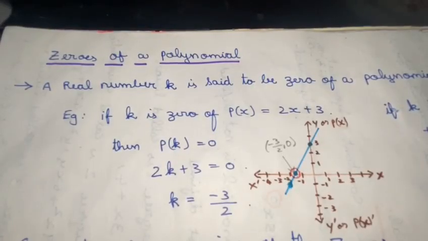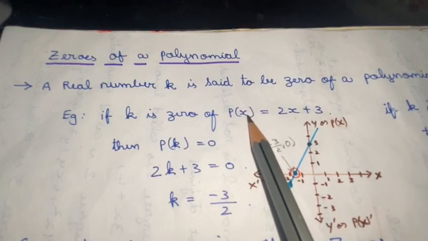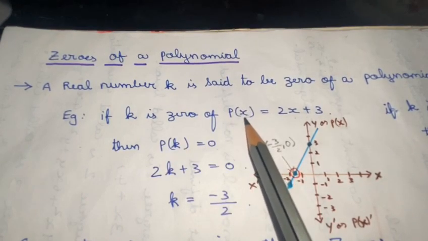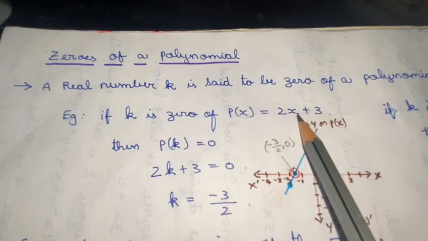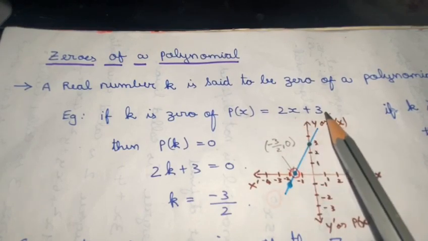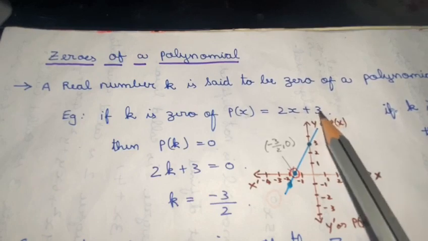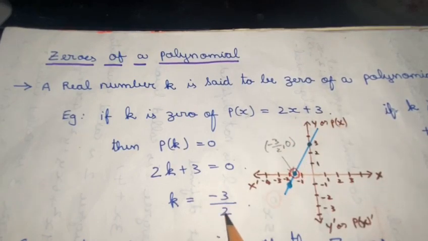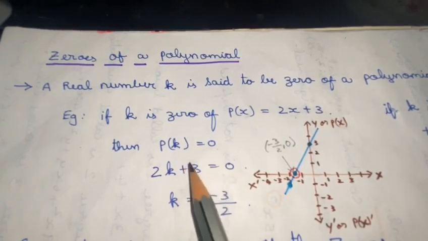Let us understand zeros of the polynomial. If we consider any real number in the place of x and we substitute that real number in the place of x and we get the solution as 0, then that is said to be a 0 of the polynomial. Look at the example given below.